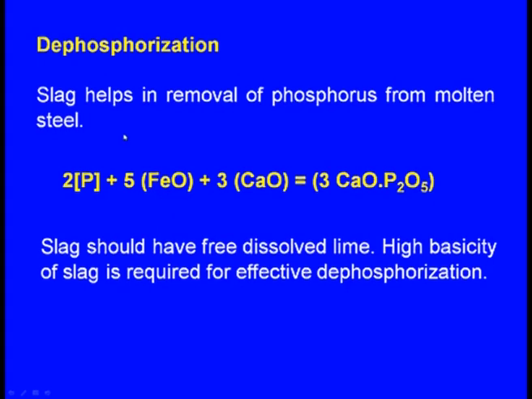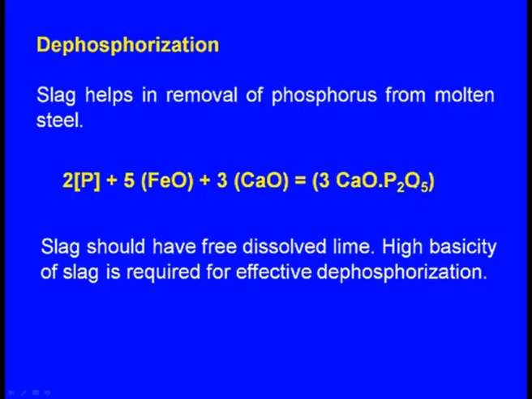Here we can see, this equation will reveal how slag helps us in the removal of phosphorus. See here in this equation, this is where the slag is created. So this is the slag. Now the slag should have free dissolved lime. So, high basicity of slag is required for effective dephosphorization.